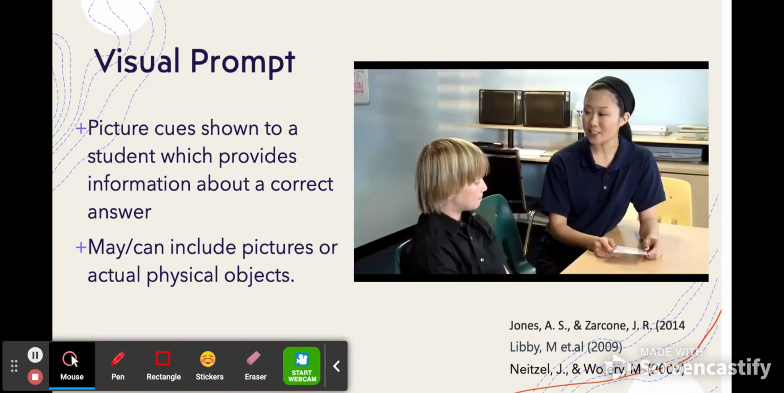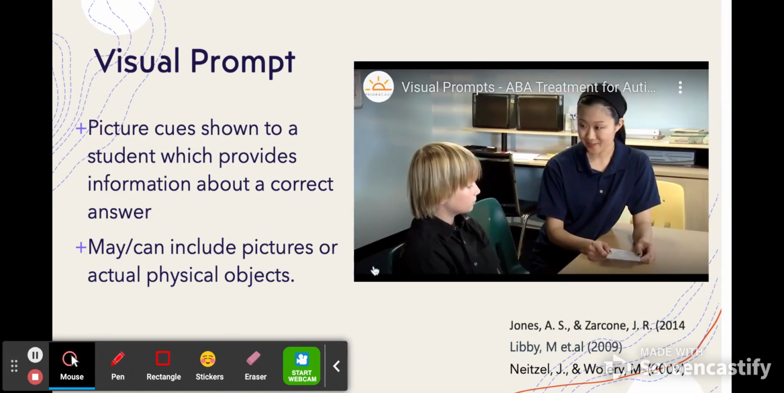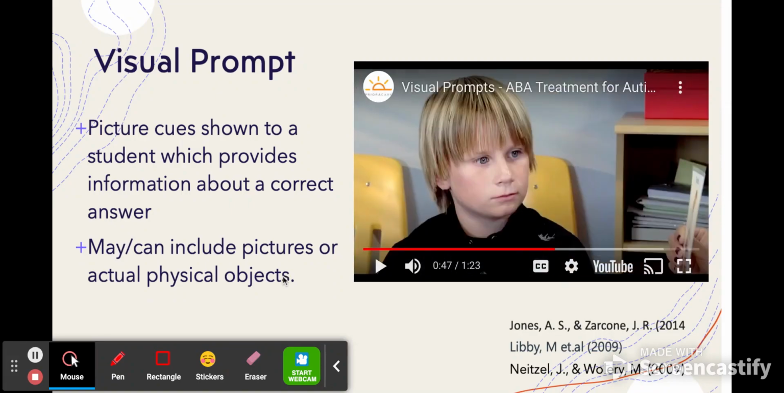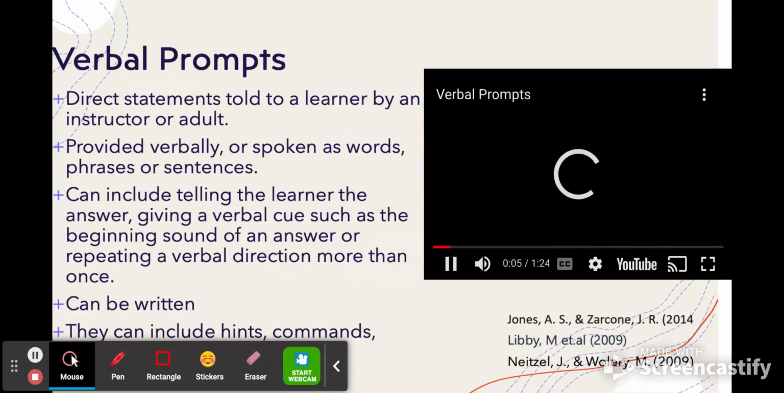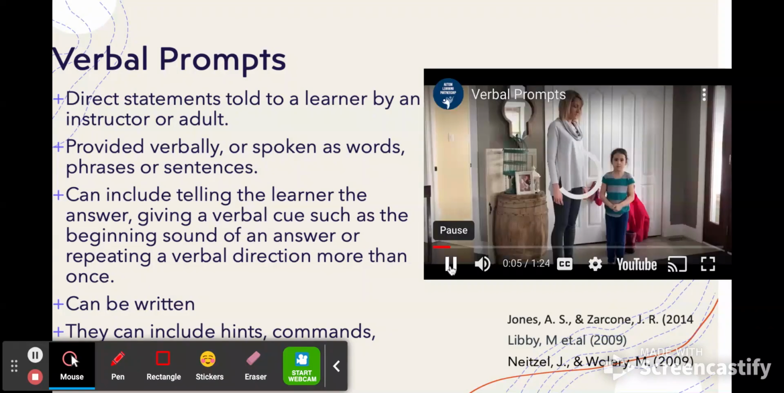The next type of prompt that I will be covering are verbal prompts. Verbal prompts are direct statements told to a learner by an instructor or adult. This can be provided verbally or spoken as words, phrases, or sentences. This can include telling the learner the answer, giving a verbal cue such as the beginning sound of an answer, or repeating a verbal direction more than once.